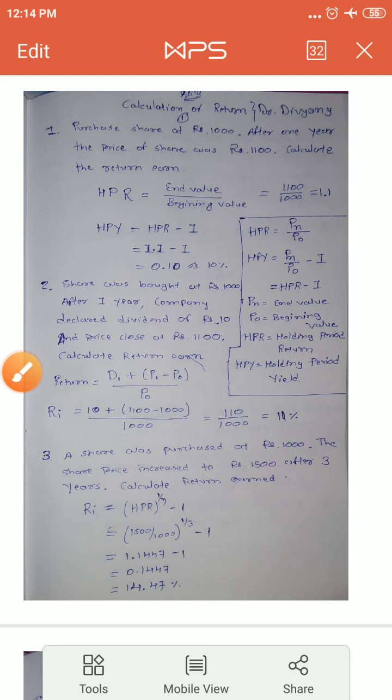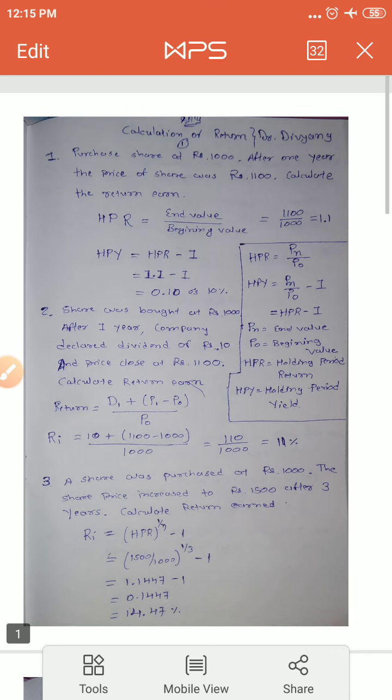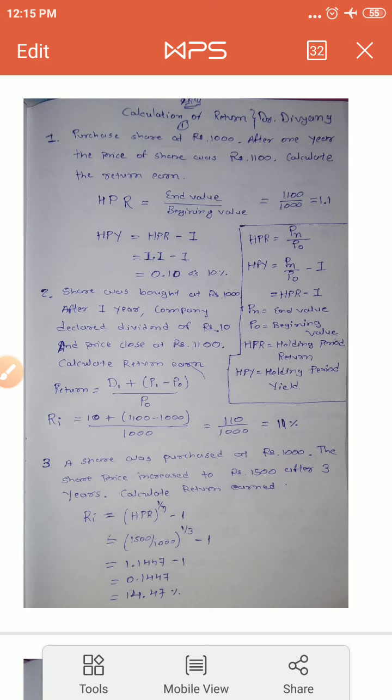A share was purchased at 1000 rupees. The share price increased to 1500 after 3 years. Calculate the return earned. So here we use HPR raised to 1 by n, minus 1. Your HPR equation we know. What is the equation of HPR? Let me write this one for you.